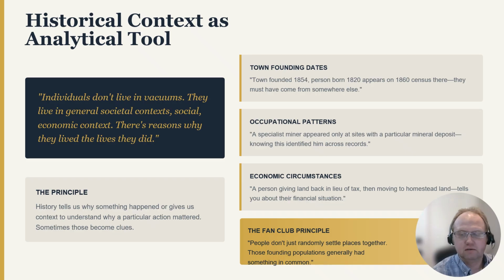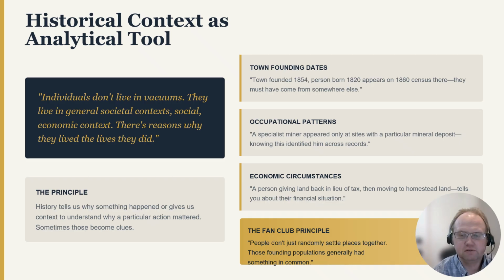So, some examples are knowing when places were settled. For example, you find somebody on the 1860 census, but you can't find them before then living in that place. But what if you happen to look up the place and find out that it was founded in 1854? If you know the person was born in 1820, you know that they must have come from somewhere else. They couldn't have been born there. They couldn't have been a native. They appear to have probably been a part of the founding population.